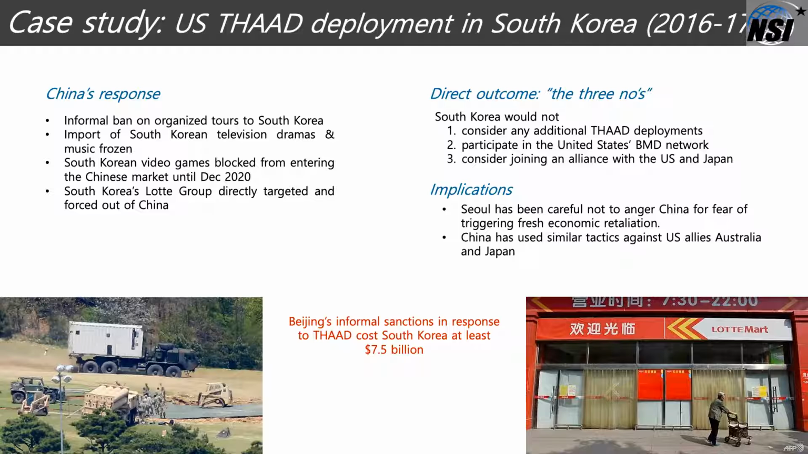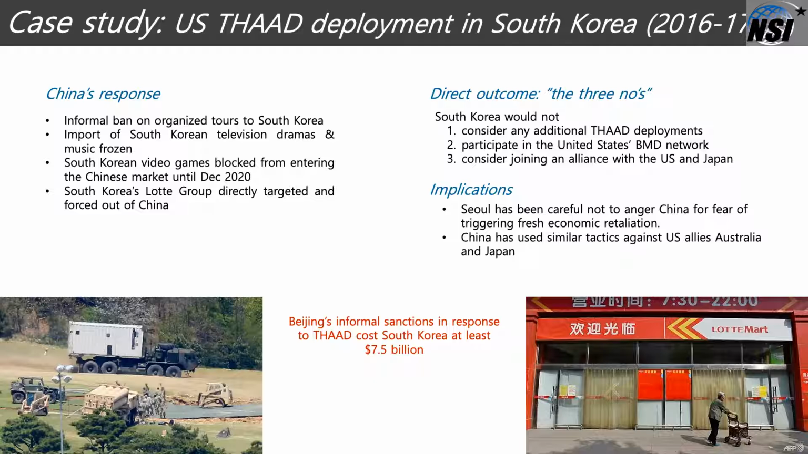It targeted the South Korean tourist trade with an informal ban on organized tours, reducing the number of Chinese tourists to South Korea by nearly 50% in 2017. Import of South Korean television dramas and music was also frozen, and not a single South Korean video game received permission to enter the massive Chinese video game market between March 2017 and December 2020. The Chinese game market accounted for about 40%, or 6.4 billion, of South Korea's game exports prior to the ban.